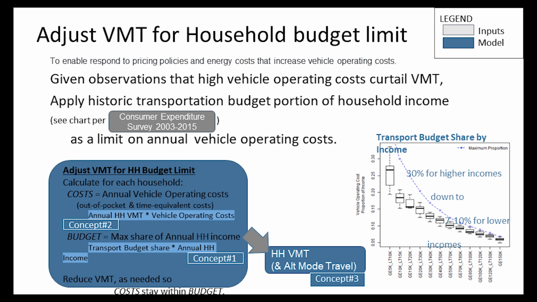So the actual module calculates those costs, the operating costs, which is out-of-pocket and time equivalent. And it ends up looking at your annual VMT from concept 2. It also looks at your budget, which is this maximum share of annual household income, and applies that to your actual income for that particular household that we had from concept 1. So you get these two values, and you reduce your VMT as needed so that the costs stay within the budget. That should say 30% for higher incomes, 7 to 10% for lower incomes.